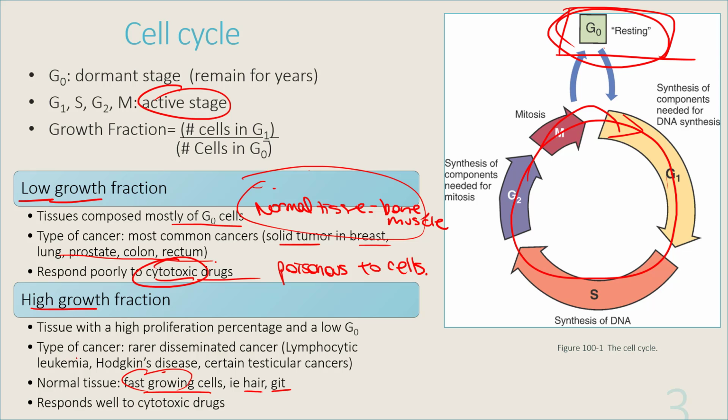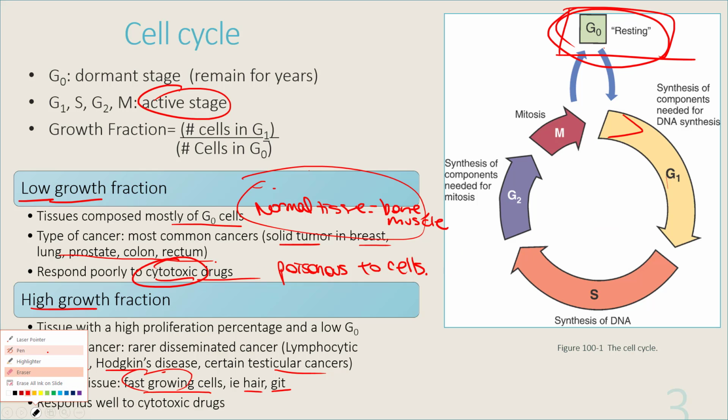The types of cancer that have a high growth fraction are disseminated cancers. So this would be lymphocytic cancers, Hodgkin's disease, leukemia, and certain types of testicular cancer. And because these cancers are always rapidly dividing, they are a good type of cancer that can respond to cytotoxic drugs. And we'll look at that a bit later on.